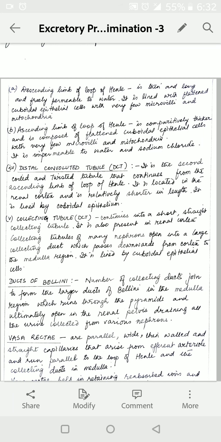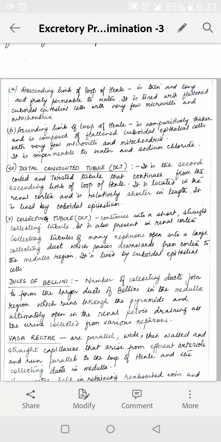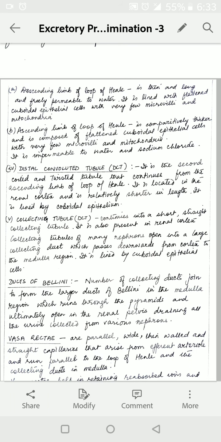This leads into the collecting tubule, which is sort of a part of the DCT region only. The DCT continues into a short straight collecting tubule, and several collecting tubules then open into a large collecting duct which passes downwards from the cortex to the medulla region. It is lined by cuboidal epithelial cells.